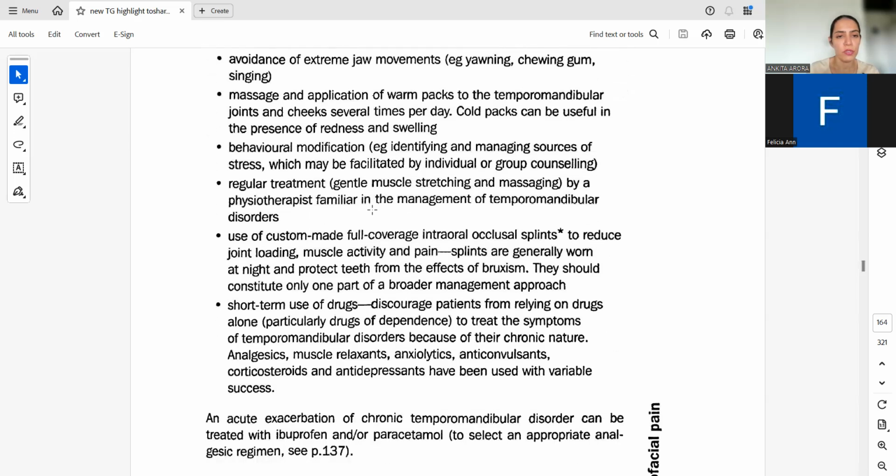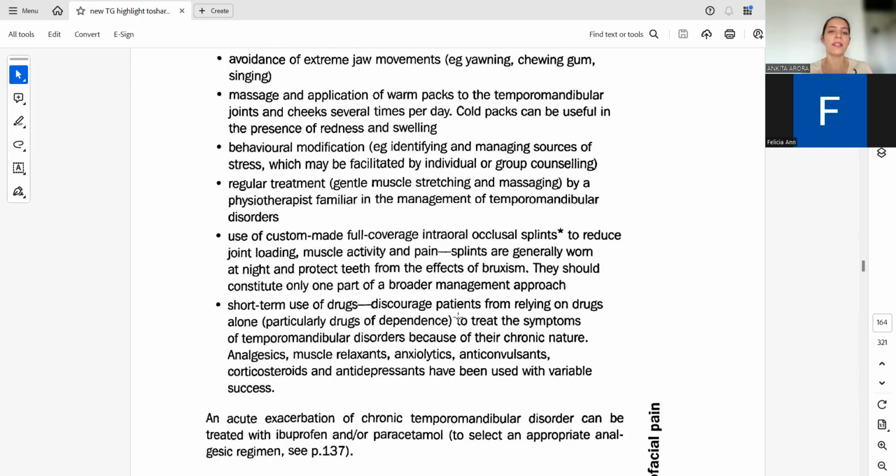And then we have the use of custom-made full coverage intraoral occlusal splints to reduce joint loading, muscle activity and pain. Splints are generally worn at night and protect teeth from the effects of bruxism. They should constitute only one part of the broader management approach. So the splints are basically protection at night. Then we have short-term use of drugs.